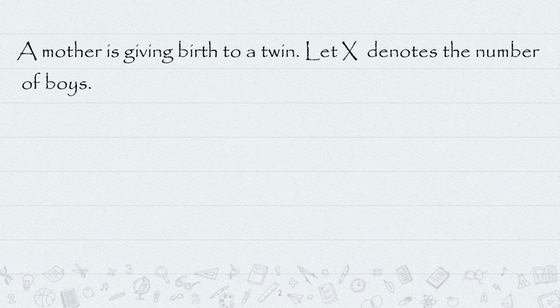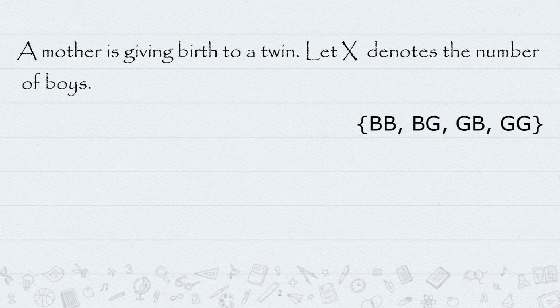Example, let us construct the probability distribution of the following random variable x. A mother is giving birth to twins. Let x denote the number of boys. So, if x denotes the number of boys, what are the possible values of x? So, alamin muna natin yung possible outcomes kapag ang mother ay nagbibigay ng birth sa twin. What are the possible outcomes? Boy-boy, boy-girl, girl-boy, girl-girl. Saan natin nakuha yung possible outcomes na yan?